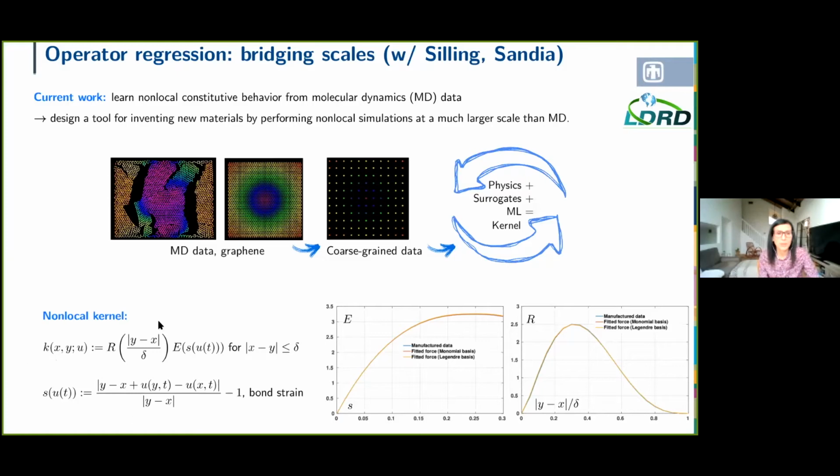The model is a little bit more complex. Here we have just preliminary tests where we reconstruct the kernel. It's given by a product of two functions. One depends on the bond, so on the distance between points. One depends on the bond strain, and our preliminary tests are very promising. So by using the same technique, we're reconstructing both components of the kernel.